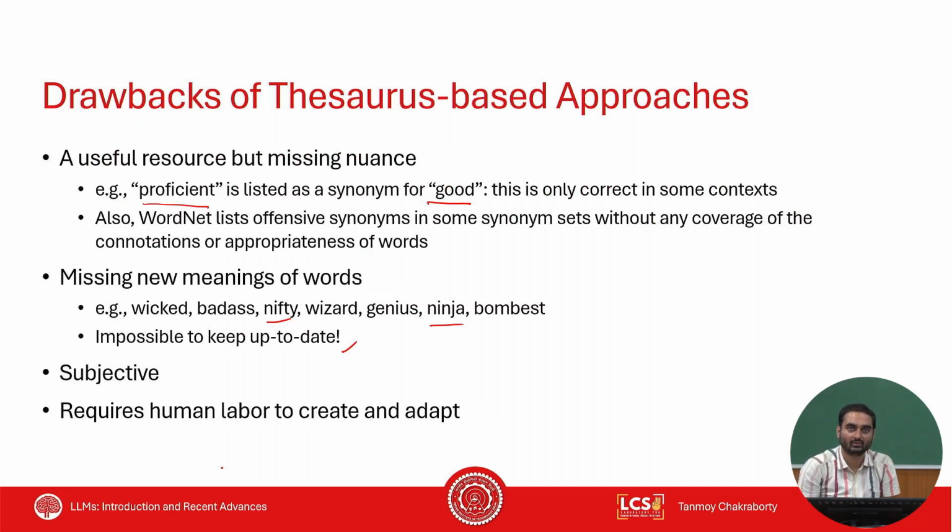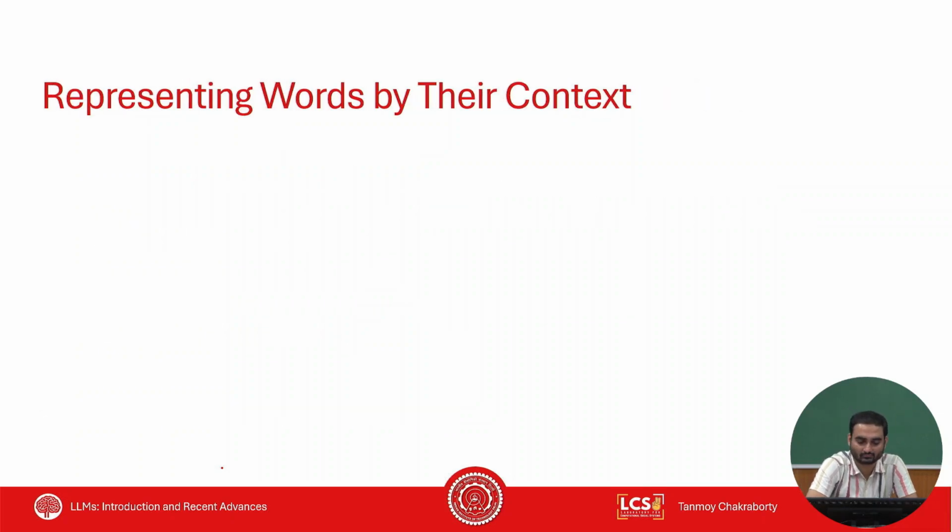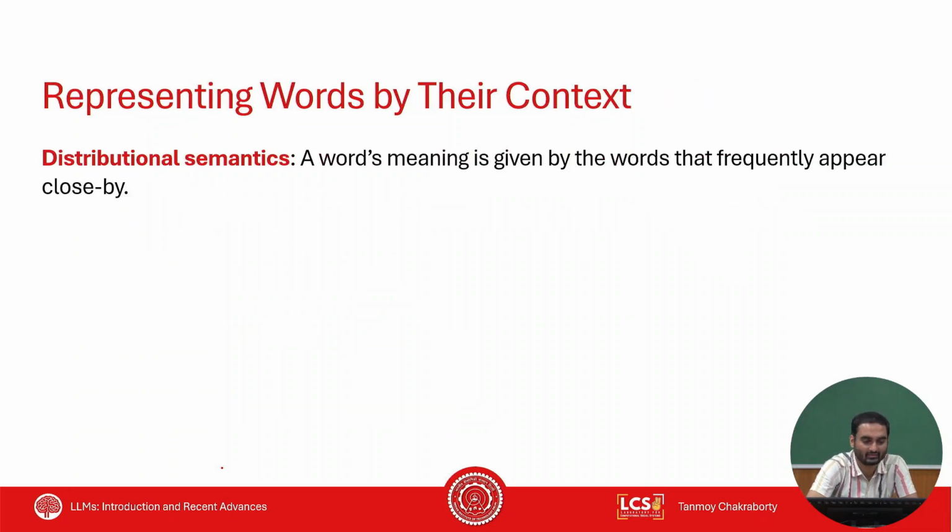This is also subjective, because if you ask one annotator, they may feel that this is not the sense. If you ask another annotator, they may feel that no, this is the sense, and so on. It depends on who is annotating. It requires a lot of human labor. To address this, we will use the notion of distributional semantics.